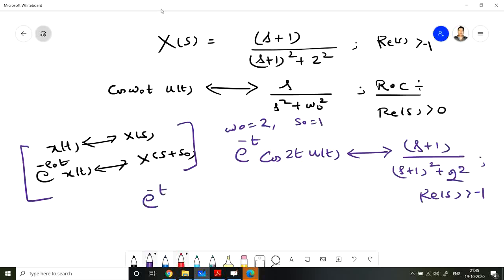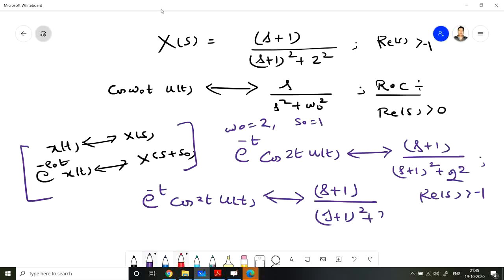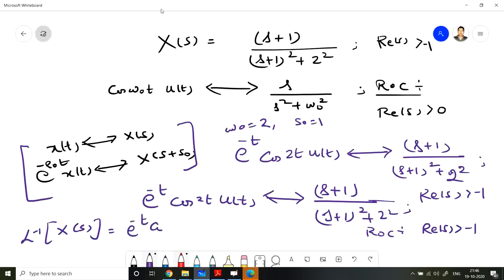So the Laplace transform of e raised to the power minus t cos 2t u(t) is nothing but s plus 1 divided by s plus 1 whole square plus 2 square, and the ROC is real part of s greater than minus 1. So the inverse Laplace transform of X(s) is e raised to the power minus t cos 2t into u(t).